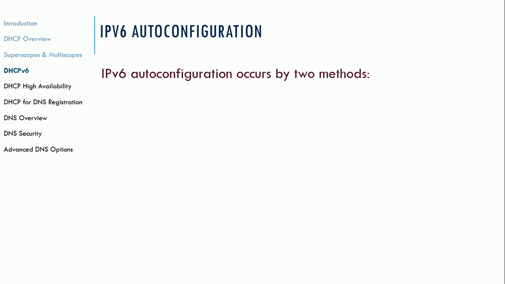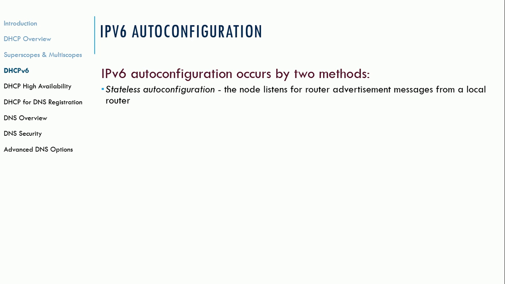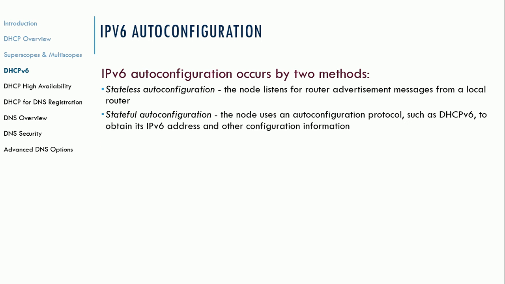So auto-configuration occurs by one of two methods, either through stateless auto-configuration, where the node listens for router advertisement messages from a local router, and it uses that to configure its IPv6 settings. It could be through stateful auto-configuration, where the node uses an auto-configuration protocol such as DHCPv6 to obtain its IPv6 address and other configuration information.